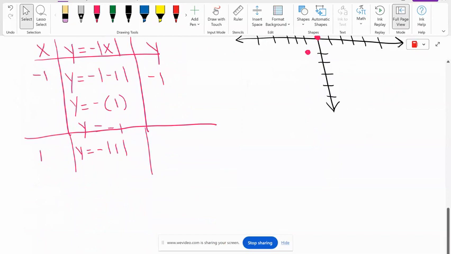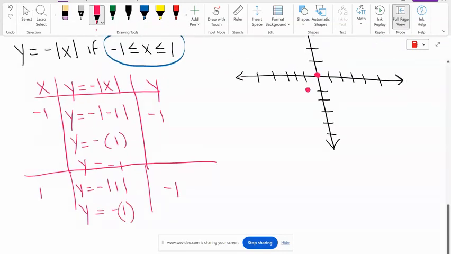Is the absolute value of +1 -1? No, it's such a big mistake that people make, right? Absolute value is always positive. It's distance. It's the distance on a number line from 0. Distance is always positive. So the absolute value of +1 is +1. So now we have the negation of +1, which is -1. So here's another closed circle.